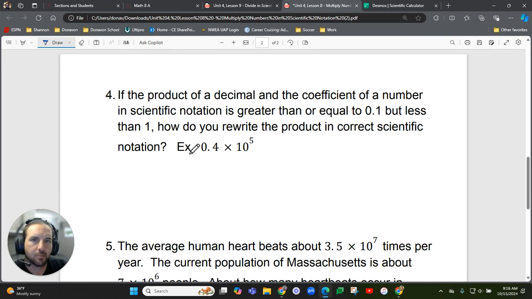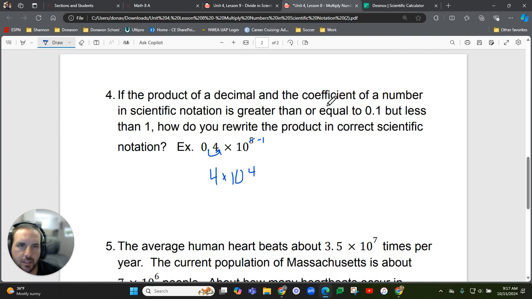Question number 4, it says if the product of a decimal and the coefficient of a number in scientific notation is greater than or equal to 0.1 but less than 1, how do you rewrite the product in correct scientific notation? For example, 0.4 times 10 to the 5th. So the answer here is, and we've done these a few times, we literally just move the decimal point over. This is specifically asking if it's between 0.1 and 1, so we're going to move the decimal place to the right. So we add a power of 10 here, and then we would subtract a power of 10 here. So it would be 4 times 10 to the 4th.